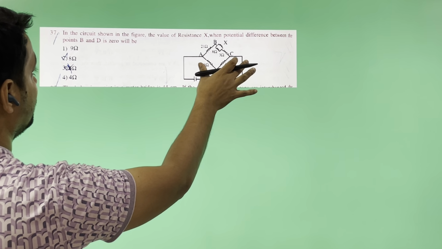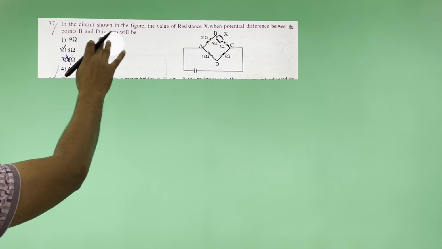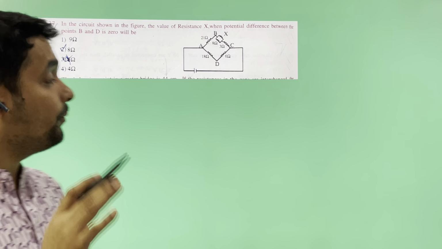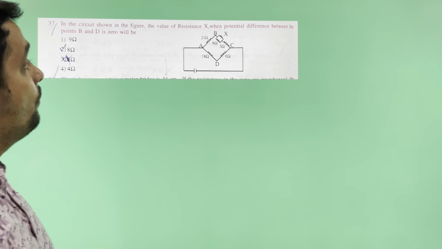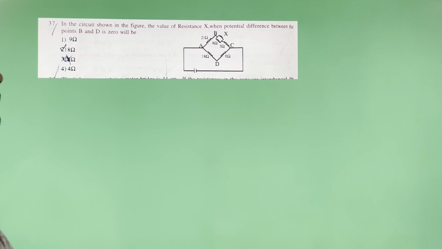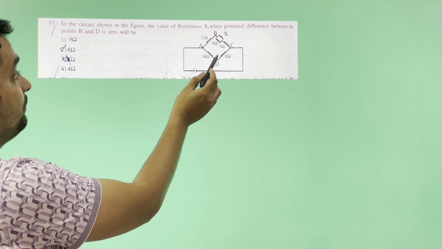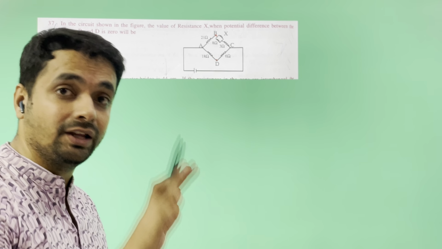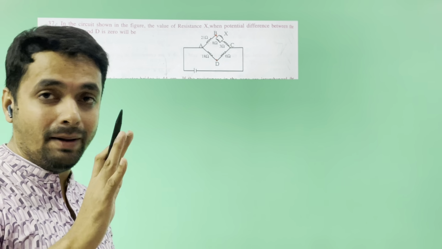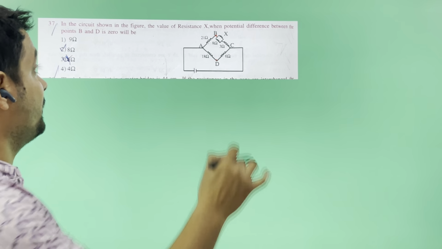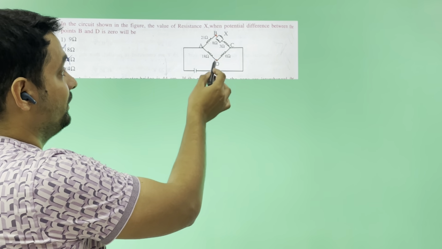So see here, we have a problem of Wheatstone bridge. In this circuit shown in the figure, the value of the resistor X is to be found when the potential difference between B and D is 0. This is the case of a balanced Wheatstone bridge. In a balanced Wheatstone bridge, there is no potential difference between these 2 points, so no current will flow between them.